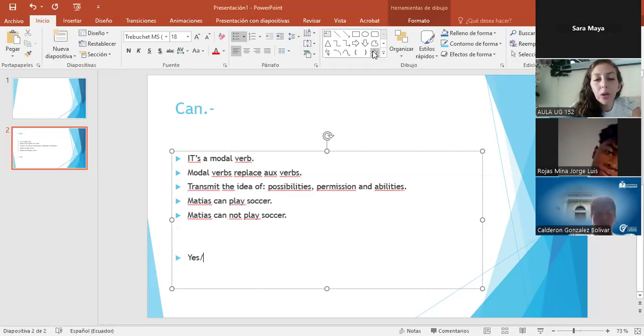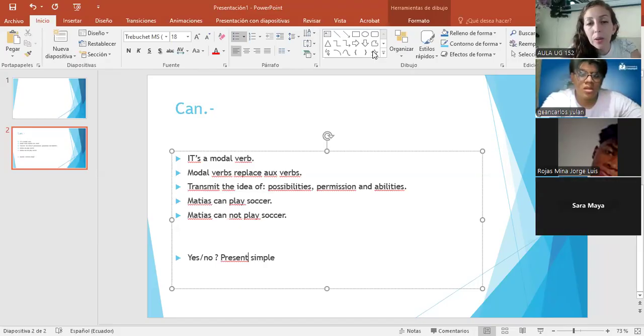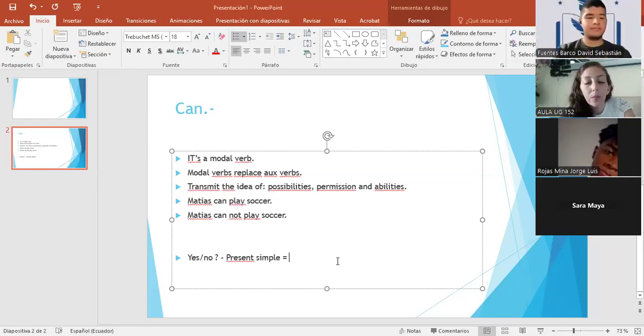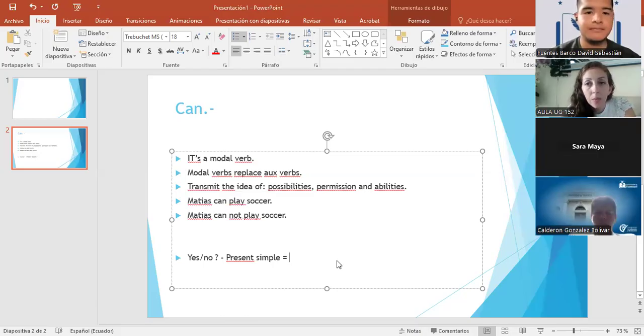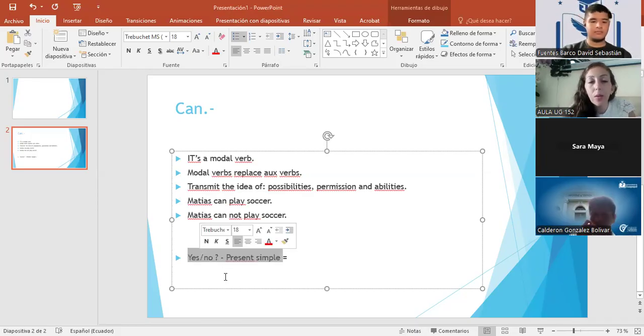Yes or no question using present simple. Who can make a yes or no question using present simple? Who can make an example? Come on. Dave. Okay, make the question. I need you to make a yes or no question using present simple. A volunteer who can make me a yes or no question in present simple. Anyone.